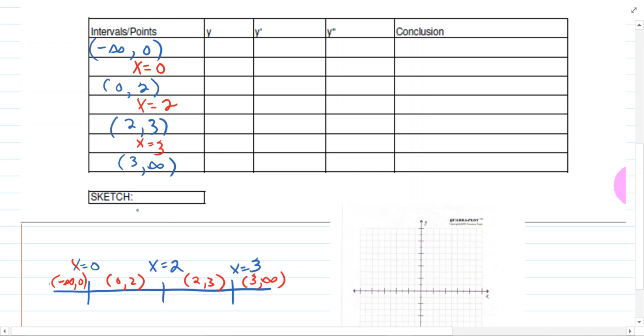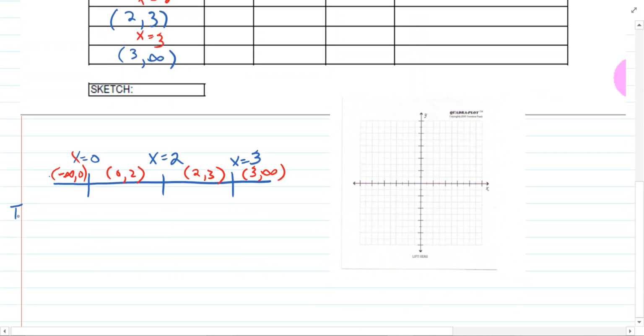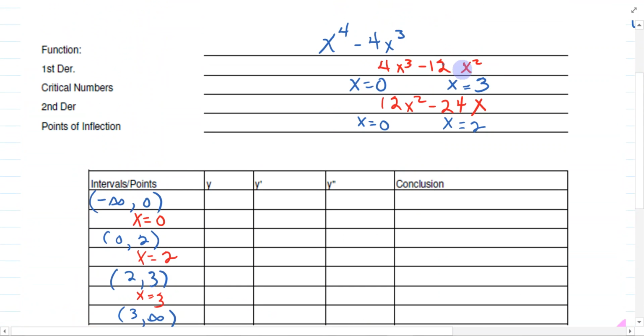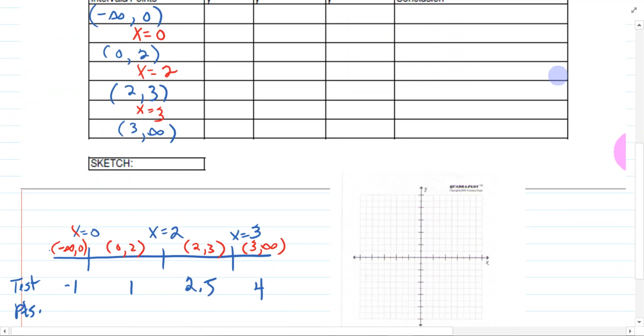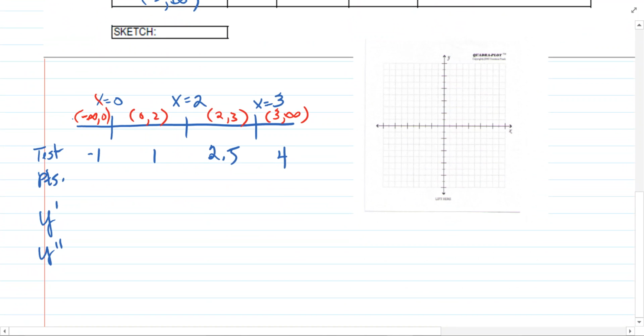All right, now down here, we want to pick some test points in those intervals. So here might be negative 1, and this might be 1, 2.5, and 4. Okay. And then we're going to test those points in f prime, well, let's call it y prime. We're going to test it in y prime and y double prime. That means you're going to take all these four numbers and plug them in to y prime and y double prime. And you're looking to see, am I going to get a positive or a negative number?